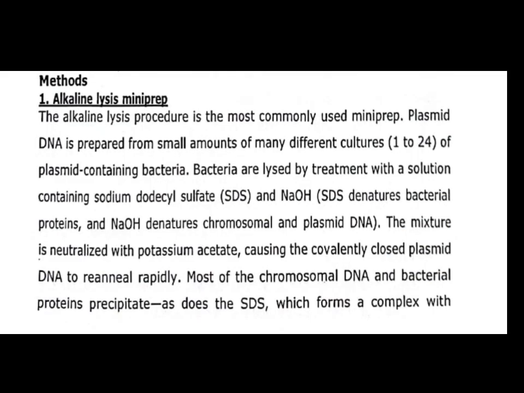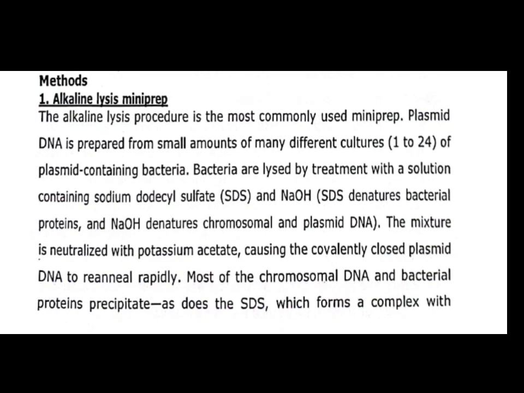Methods. Alkaline lysis mini-preps. The alkaline lysis procedure is the most commonly used mini-prep. Plasmid DNA is prepared from small amounts of many different cultures, 1 to 24, of plasmid-containing bacteria. Bacteria are lysed by treatment with a solution containing sodium dodecyl sulfate (SDS) and NaOH. SDS denatures bacterial protein and NaOH denatures chromosomal and plasmid DNA.